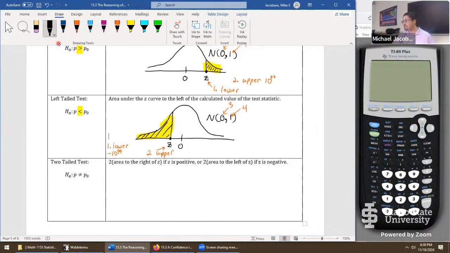So in this two-tailed test, let's split it up this way, because there's two things that could happen with the test statistic. Either it's positive or negative. So for this one, let's consider z positive, and the picture would look like this.